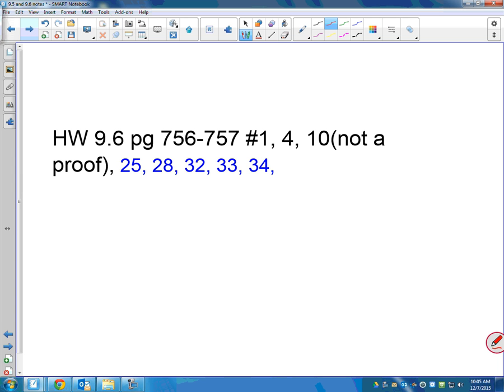1 and 4, those are proofs. Number 10, not a proof. And then I think this is from 962. Oh, that's on your paper. So not your assignment sheet. Do this instead. Okay? Goodbye. Happy proofing. That's just more proofs, not proofs also. These last 5 are doing those formulas. So I think there's only 2 proofs.